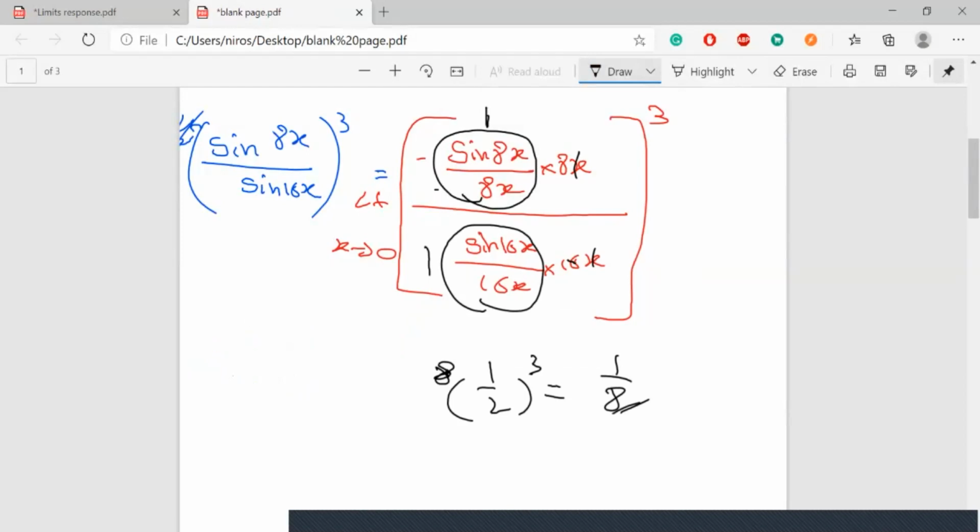Whenever you see sine 8x, sine 10x, the simple method is just multiply and divide with the inner angle. You will get the answer.